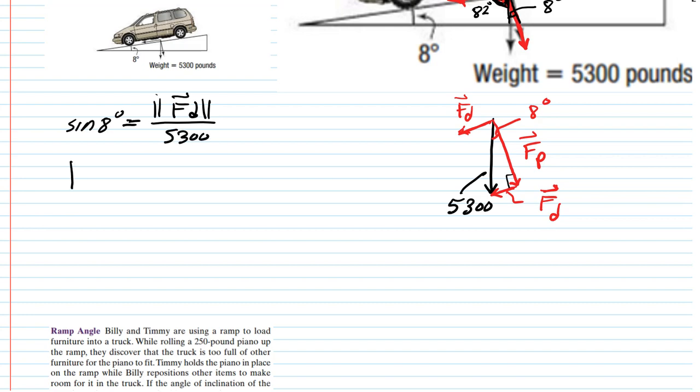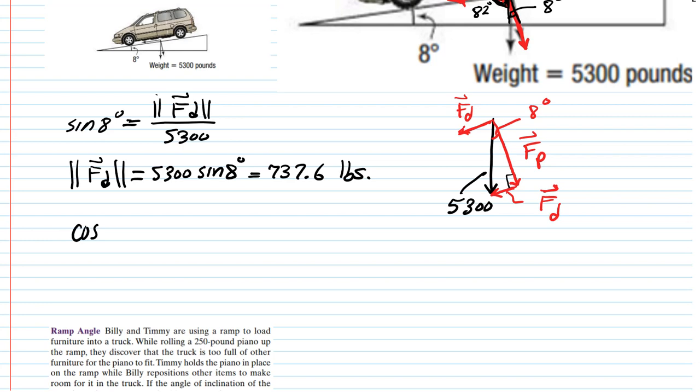So if we cross multiply, we get the magnitude of the downhill force is going to be 5,300 sine 8 degrees. And once you do the computation, this number turns out to be about 737.6 pounds. Okay.